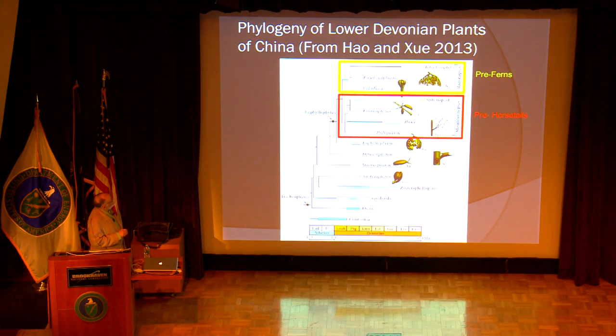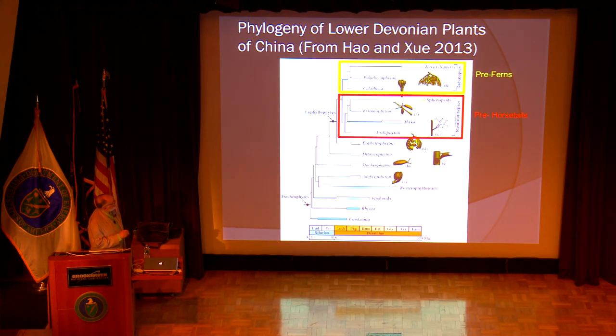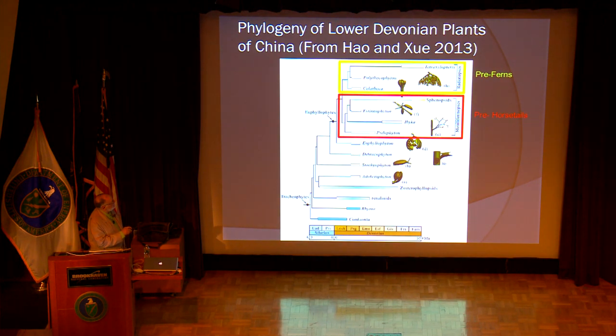So here's the phylogeny of lower Devonian plants from China that Hao and Zhu, I guess it is, 2013 show. So already in the pre-ferns, you have this group over here sorting out on a dendrogram, and here you have pre-horsetails sorting out, including what are called sphenopsids, which are really horsetails. They're not free horsetails. They're in that group.